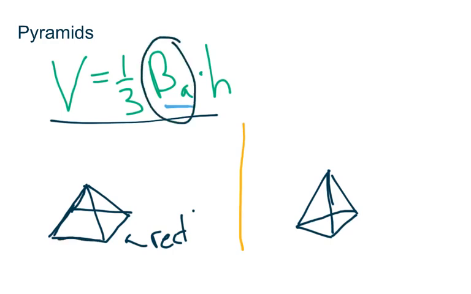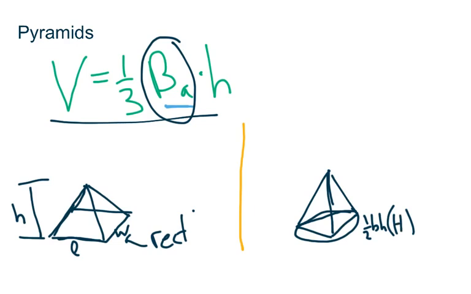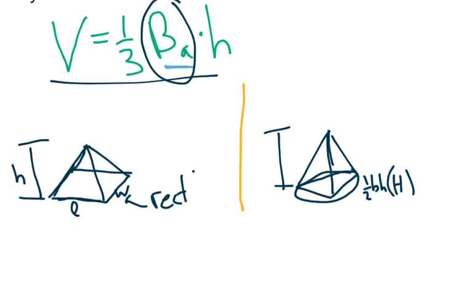So for here, we'll just do length times width, and then we're still going to times it by its overall height. Down here, we have to be able to find 1/2 base times height, and then we're going to multiply that by, and sometimes we use a big H to represent the height of the overall pyramid. So again, if we can just find the base area, times it by the height, we're good to go. So let's do two quick examples.